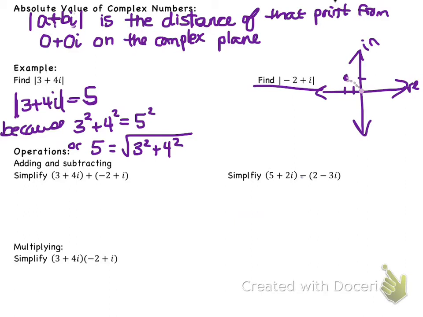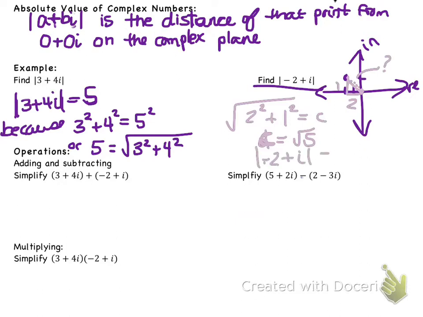And we can do the same thing. We can make a right triangle and try to figure out this side length. And we know that this is 2, this is 1, and so I know that 2 squared plus 1 squared should equal c squared, or take the square root of that, and that's going to get me my distance between those 2 points. So square root of 5. The distance, or c, equals the square root of 5, which means that the absolute value of negative 2 plus i equals root 5. Not too bad. Okay, so it's always going to work like that.